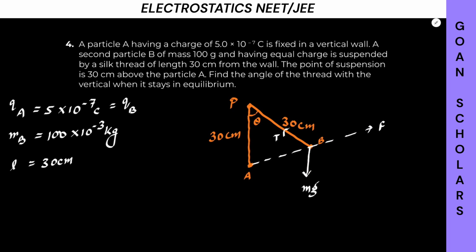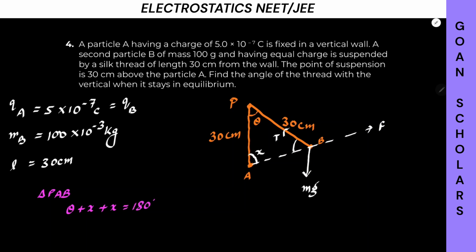So if this is theta, this is 30 centimeter, this is 30. Now if AP is equal to PB, then this angle will be equal to this angle. Let's say these two angles are angle X. So let's start with the very basic concepts of triangle. In triangle PAB, what will be our angle sum property? Theta plus 2X is equal to 180.